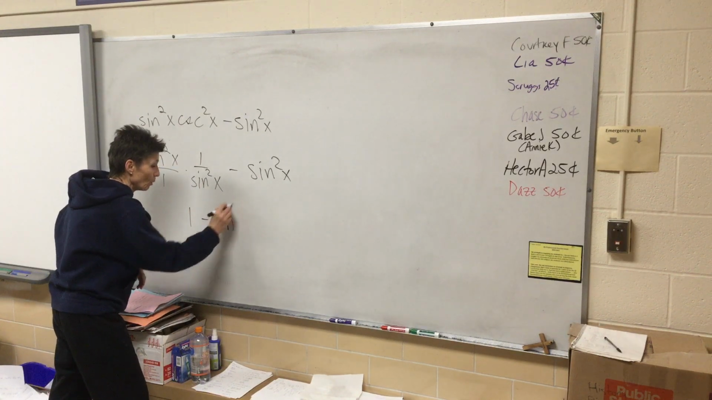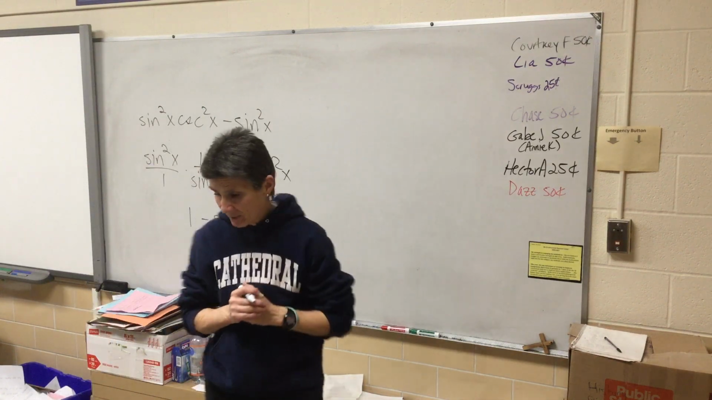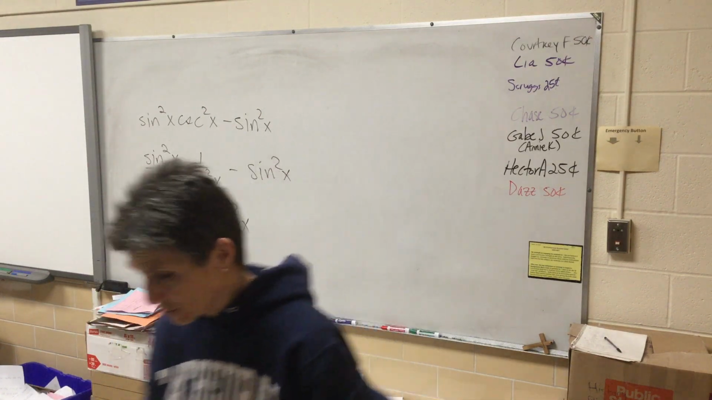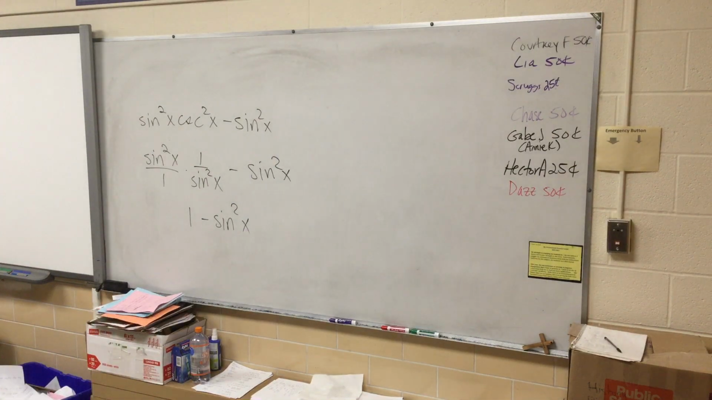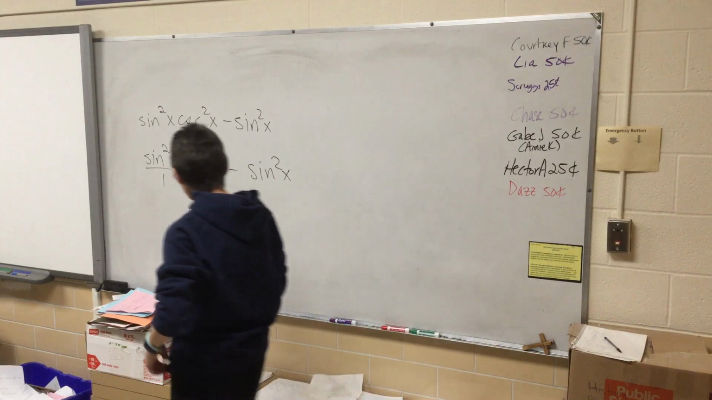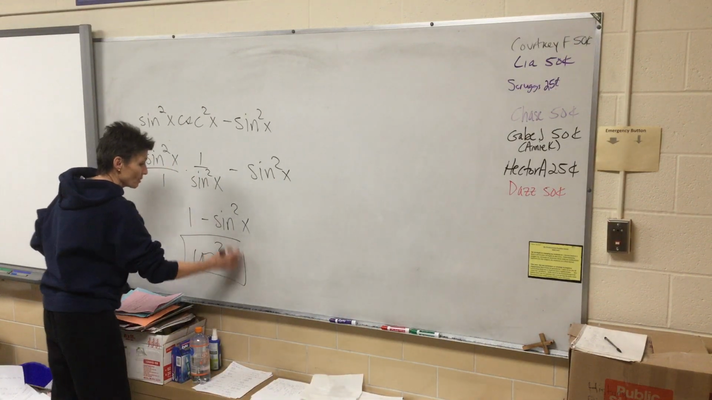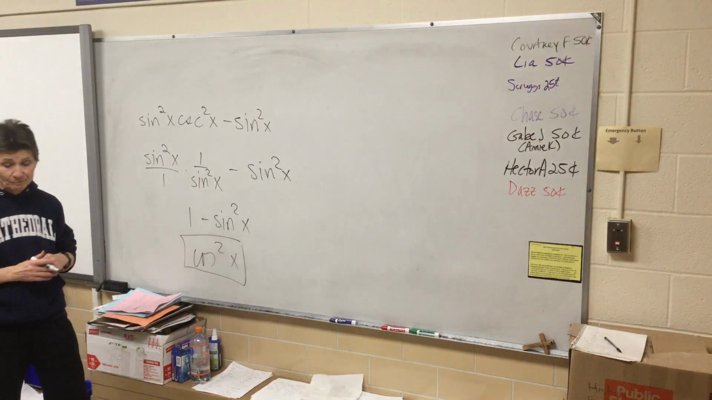minus sine squared. Whoa, whoa, whoa, wait a minute. I think that's on your sheet. At least if you did what I asked you to, it's on your sheet. What did you? Yes, exactly. 1 minus sine squared equals cosine squared. Beautiful. So that's the answer to the question.